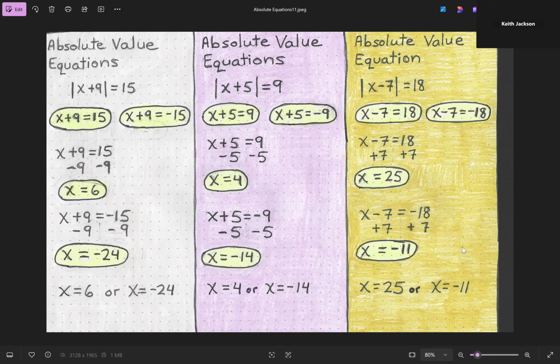So let's move on to the second equation, in which if we add 7 to both sides again, this time we will get x is equal to a negative 11. And so our two possibilities, and you can plug them into our absolute value equation: x is equal to 25, or x is equal to a negative 11.